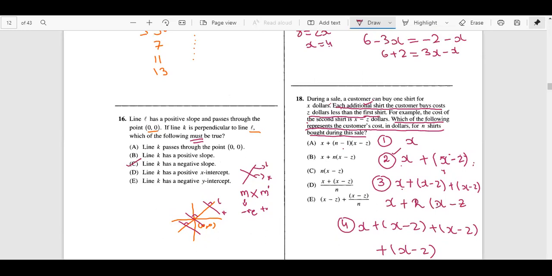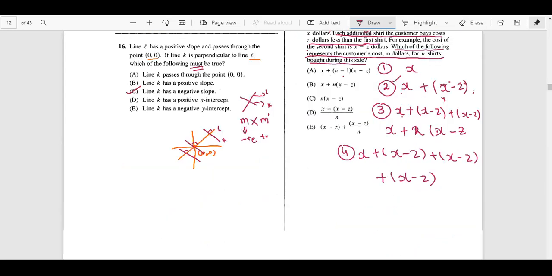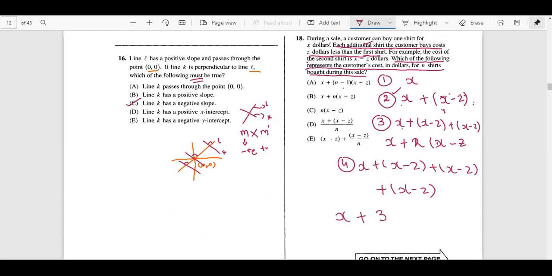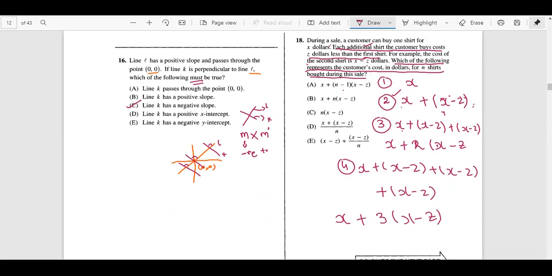Okay. When the customer is buying 4 shirts, he is basically paying X, and with X, he is paying 3 times X minus Z. So when the number of shirts was 4, we have 3 here. When the number of shirts was 3, we had 2 here. And when the number of shirts is 2, we have 1 here.